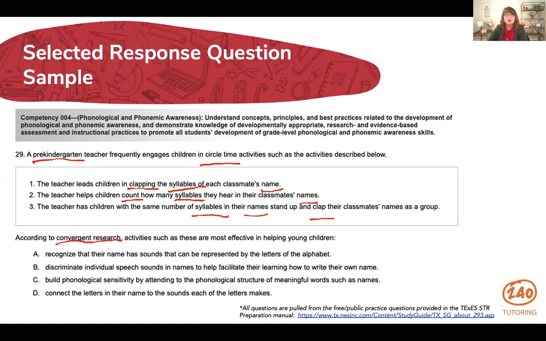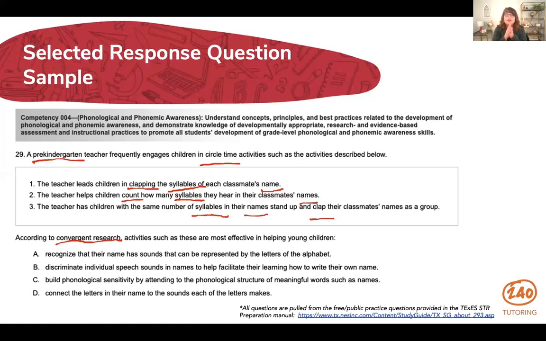Now, there was no mention of work with letters or individual sounds in this activity. Syllable awareness falls under the general phonological awareness umbrella, all right? Remember, a syllable is a unit of a word with a vowel sound.